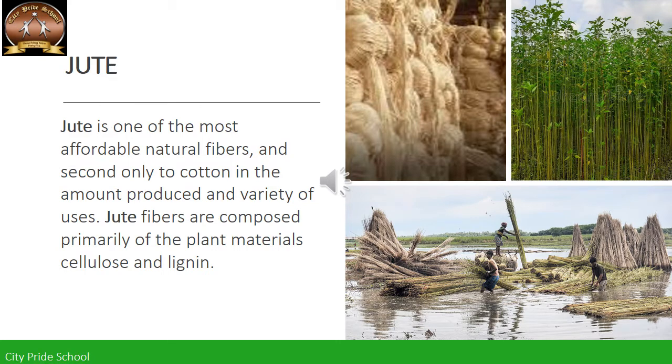We now come to jute, which is one of the most affordable natural fibers, and it is second only to cotton in the amount produced. There are a variety of uses for jute. Before that, as you can see here in the picture, jute is obtained from the stem of the jute plant. Once the stem is mature and reaches a certain height, it is cut and placed in standing water for retting.